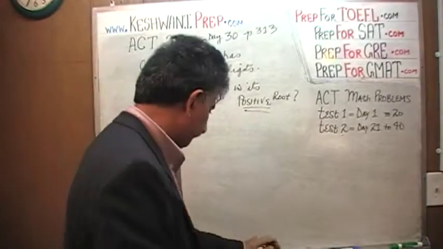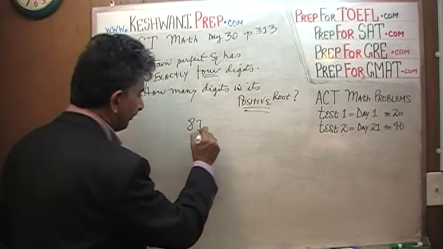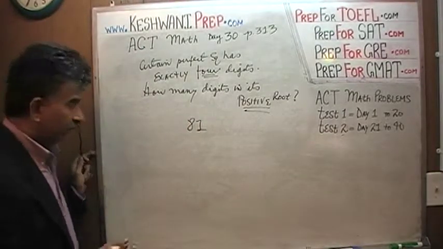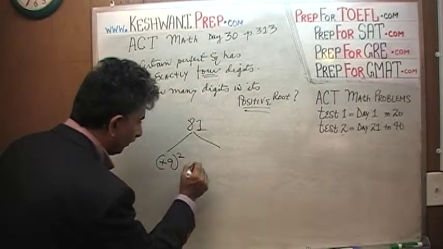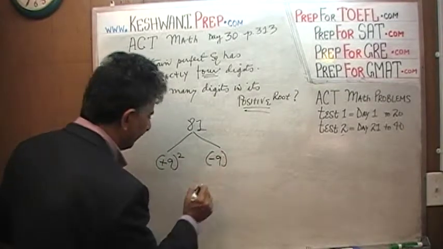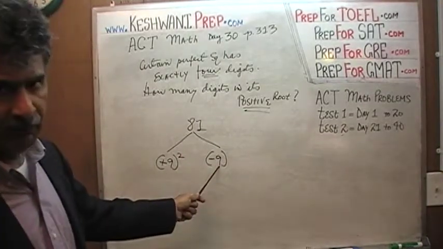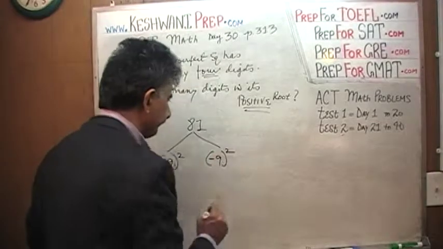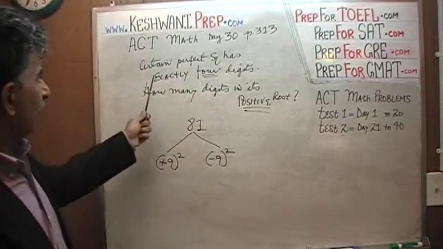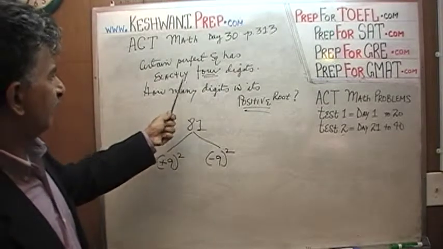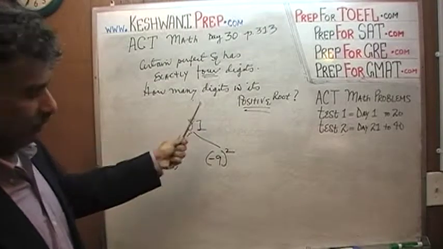For example, here's a perfect square. 81 is a perfect square. Why is 81 a perfect square? Because 81 can be written as positive 9 squared, or it can be written as negative 9 squared. This is called the positive root and this is called the negative root. So had they said a certain perfect square has exactly 2 digits, this is a perfect square, it has 2 digits, not 4.